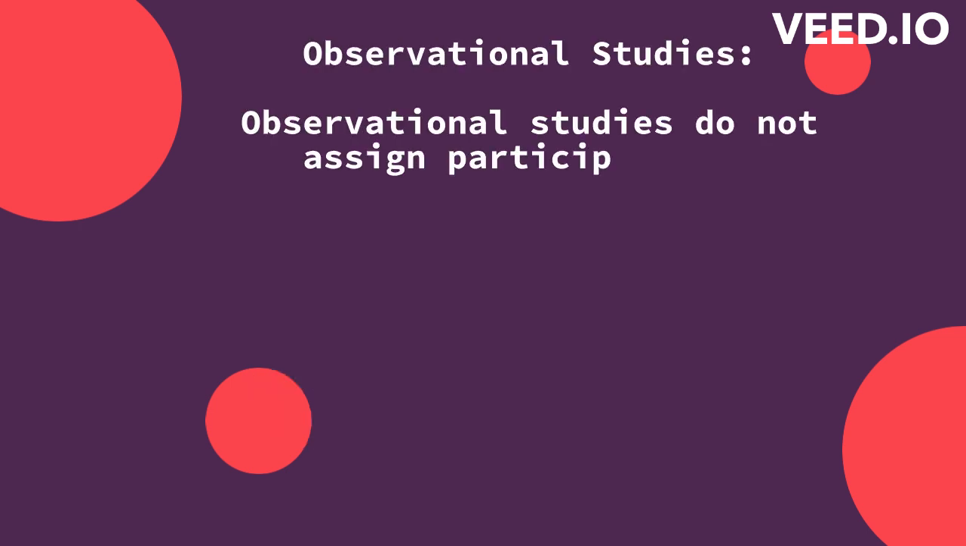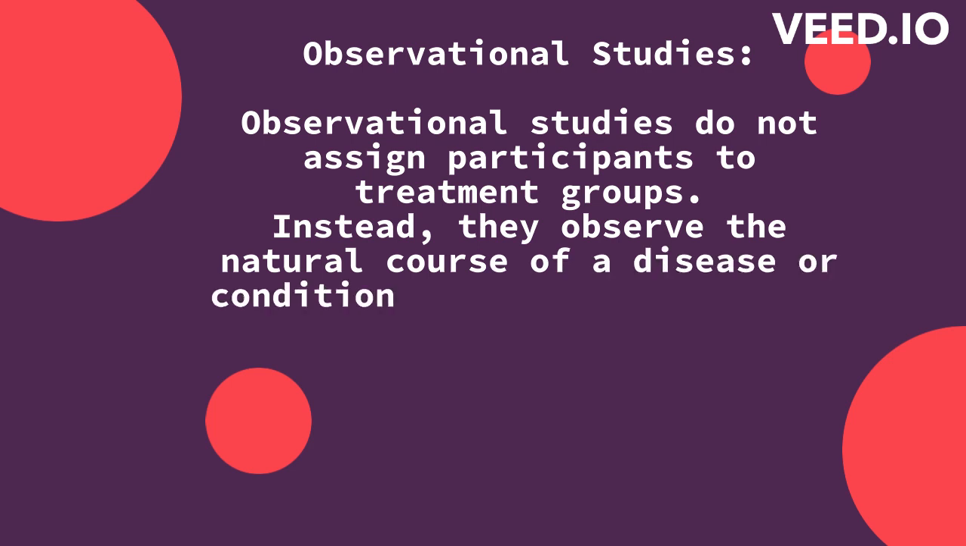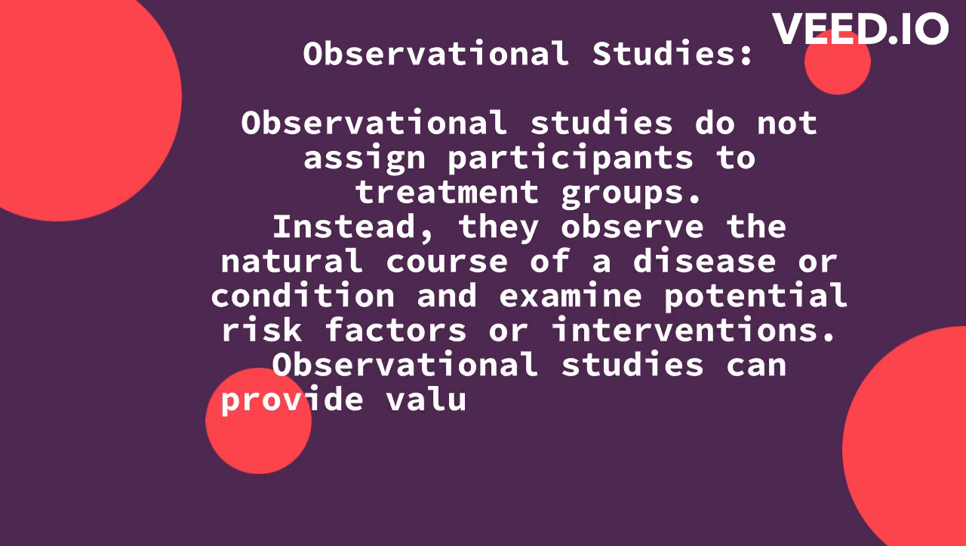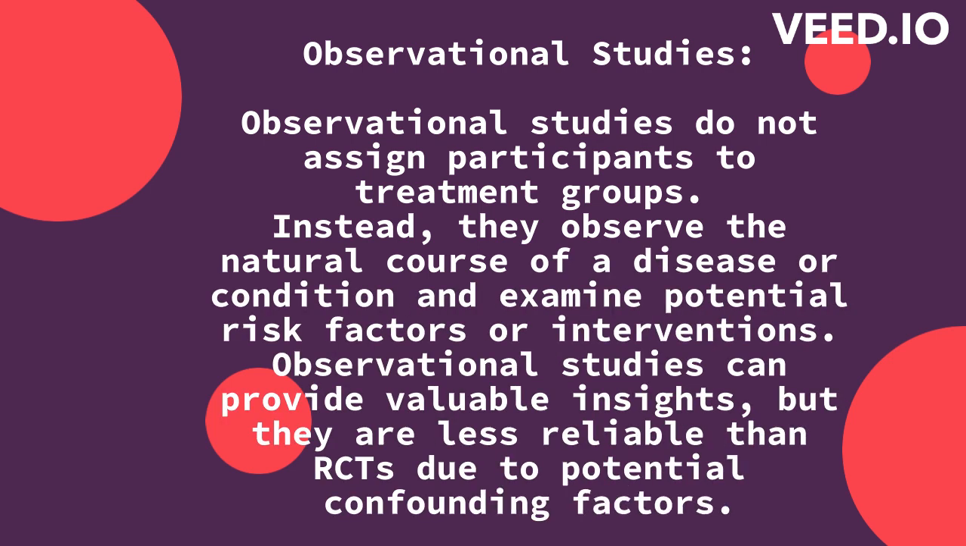Observational studies. Observational studies do not assign participants to treatment groups. Instead, they observe the natural course of a disease or condition and examine potential risk factors or interventions. Observational studies can provide valuable insights, but they are less reliable than RCTs due to potential confounding factors.